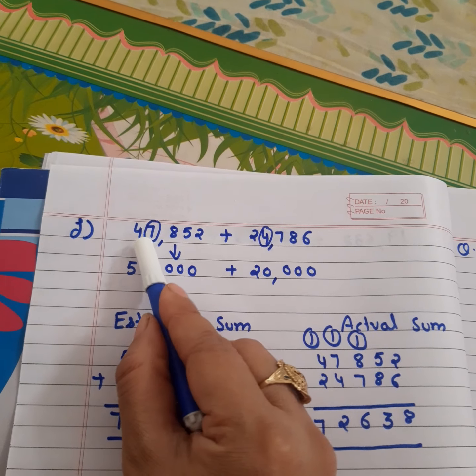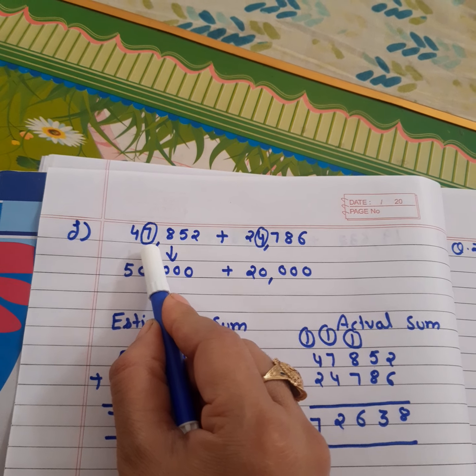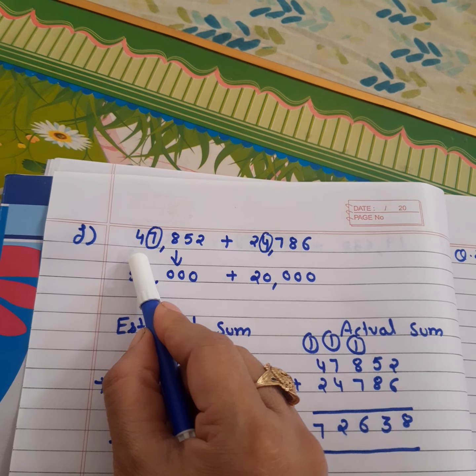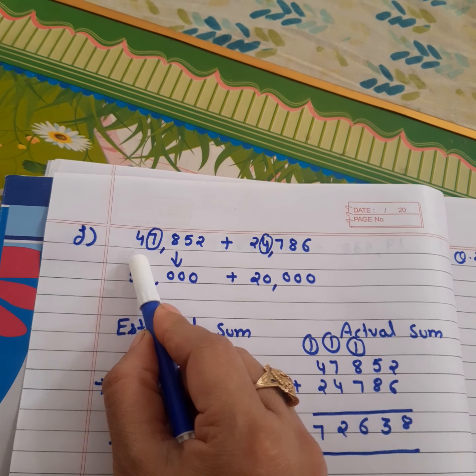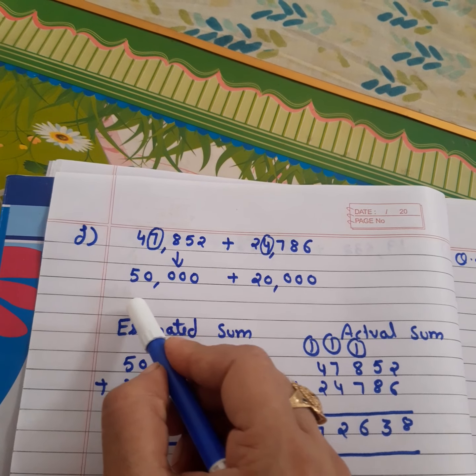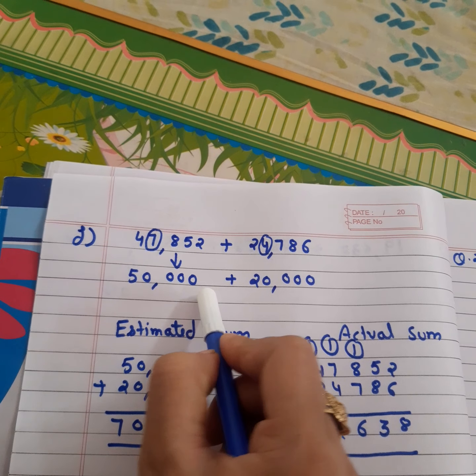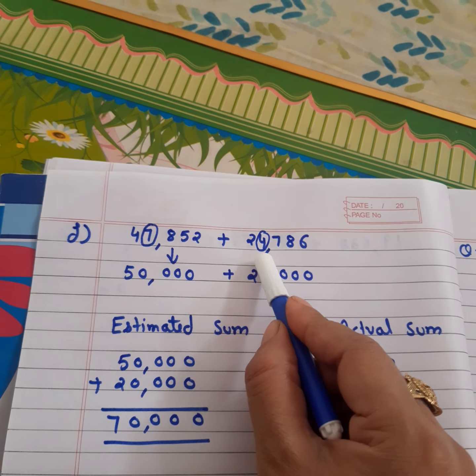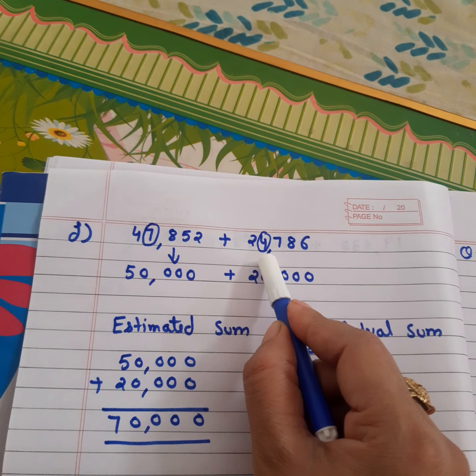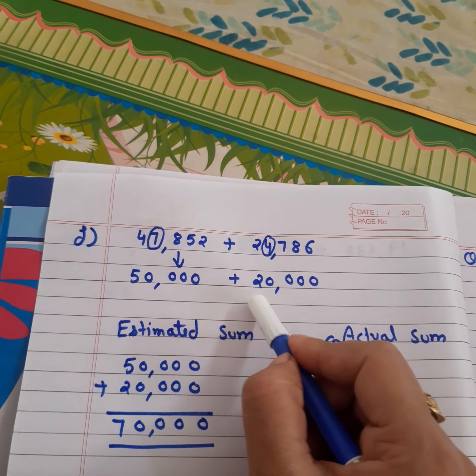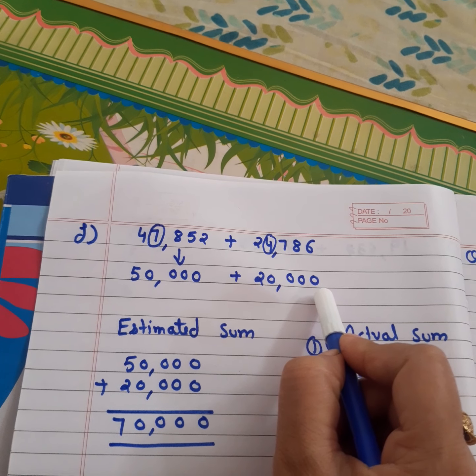So here at the thousands place I have 7, that is greater than 5. So the number at the 10,000s place will be incremented by 1. So it becomes 5, and the rest of the places will become 0. Same is the concept here. At the thousands place I have 4, that is less than 5, so 2 will stay as it is, and the rest of the places will become 0.